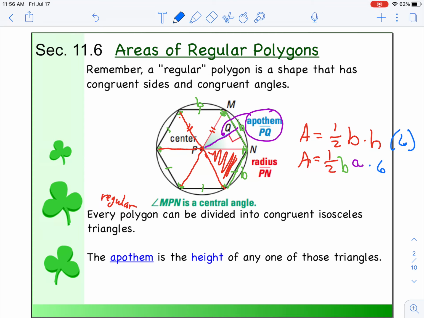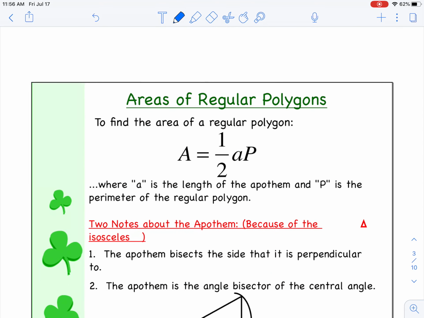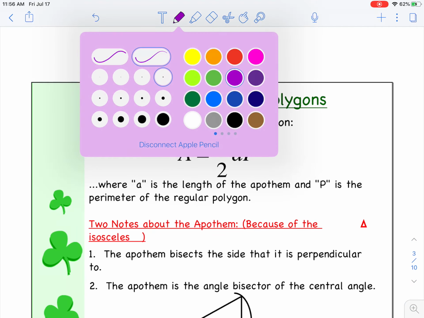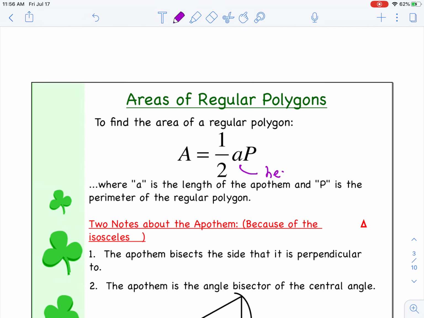Okay, so when we talk about the base times 6, what that really is the perimeter. So when we look at the base of the triangle plus the base plus the base plus the base plus the base, that's really the base times 6, and that's really the perimeter. So that really is the formula for a regular polygon. It's 1/2 the apothem times the perimeter, where A is the length of the apothem and P is the perimeter. And remember, the apothem is the height of one of those triangles.